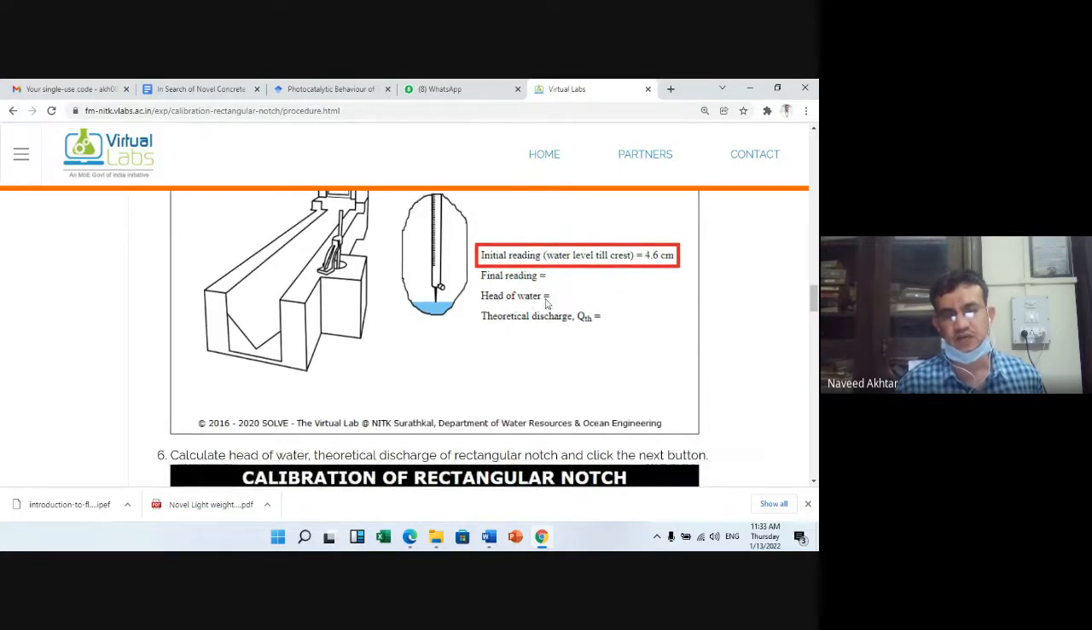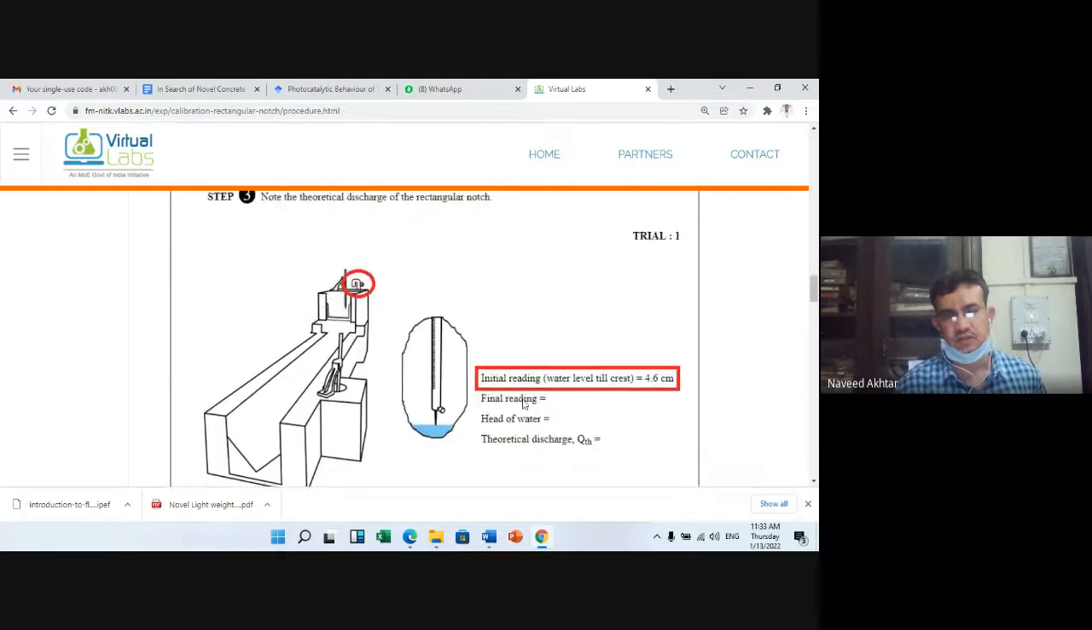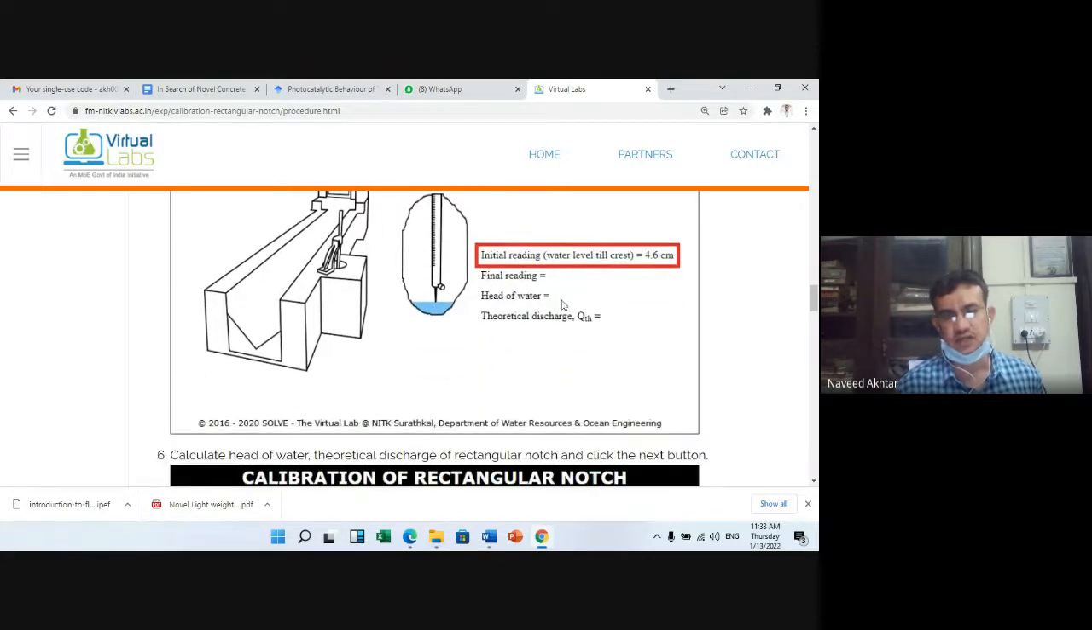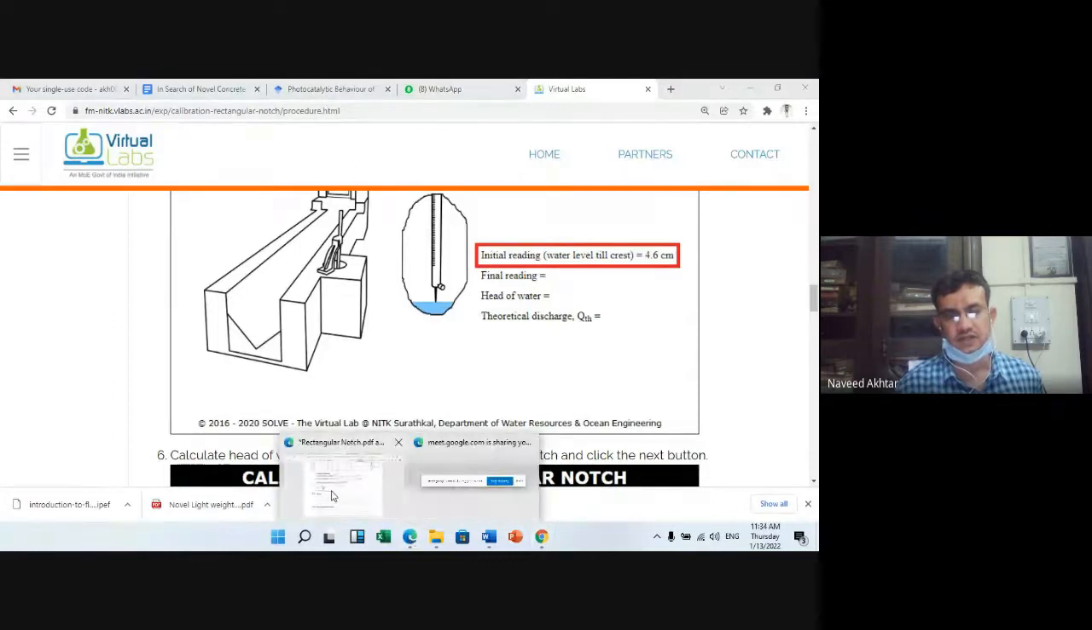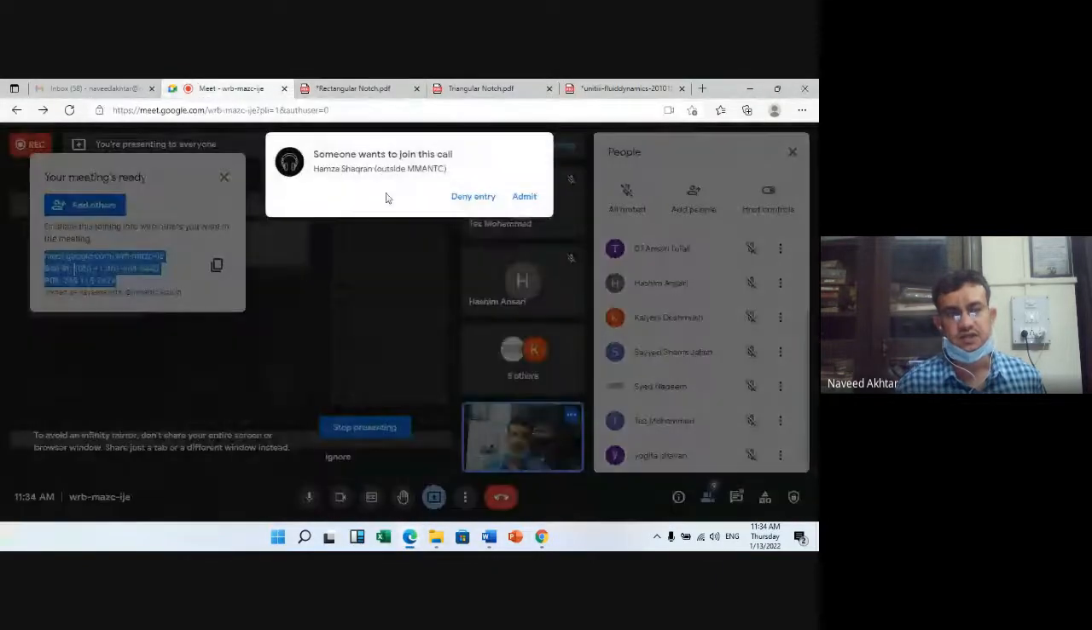The head of water you can find out from this H1 minus H2, and then you can find out the theoretical.